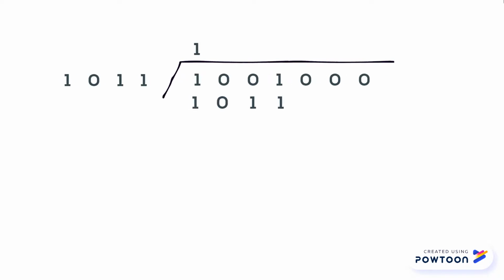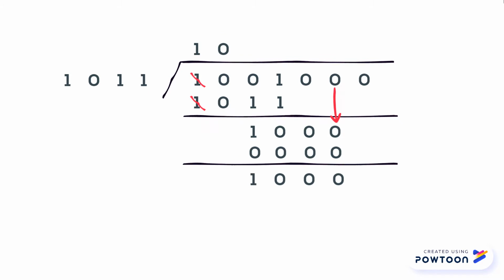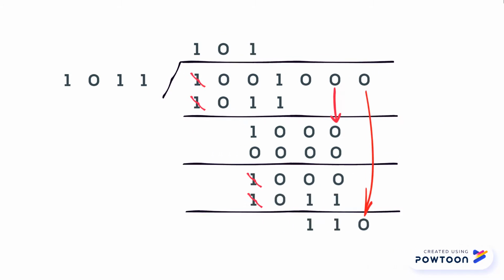Let's take a look at this example. Dividend is 100 1000, and the divisor is 1011. After a few operations, note that there are not simple subtractions but XOR in the process, and finally, we'll get the remainder, which is 110.